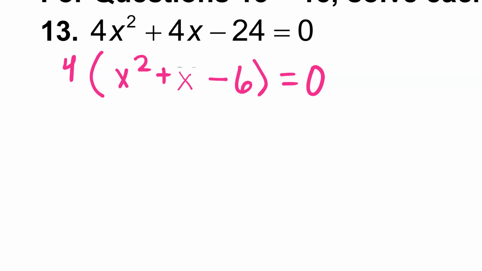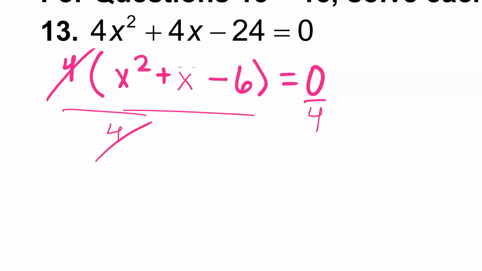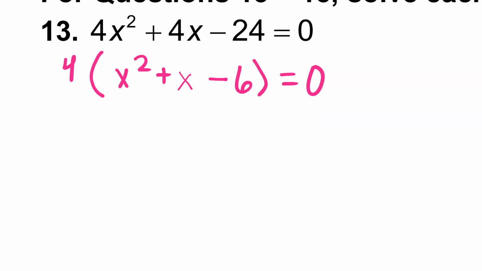x to the second plus x minus 6 equals 0. Shouldn't we just get rid of the 4? Well, it's not going to affect our answer. If you want, divide both sides by 4 here, divide 4x to the second, divide 4x, and I still get the same thing, because it doesn't affect our answer at the end. I'm just leaving it in fully factored form. The 4 is not going to do anything. In a minute, you'll see why it doesn't matter.